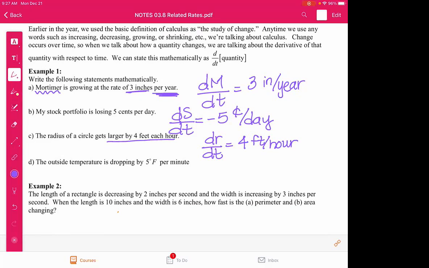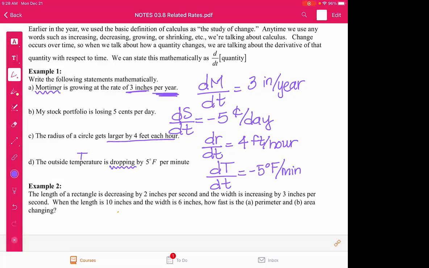Letter D, the outside temperature is dropping by 5 degrees Fahrenheit per minute. Maybe we'll call temperature big T. So it could be dT dt, little t. And since it's dropping 5 degrees per minute, it would be negative 5 degrees Fahrenheit per minute.